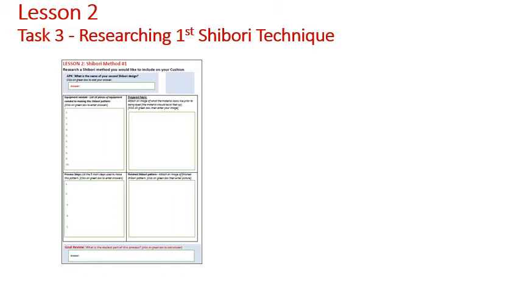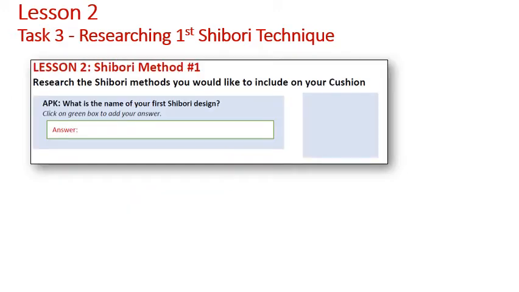Now here's the worksheet. It's always divided into 3 areas. The first area up the top will have the lesson goal. Let's have a look what the lesson goal is here. You need to research the Shibori method you would like to include on your cushion. Now there's also a question. What is the name of your first Shibori design?